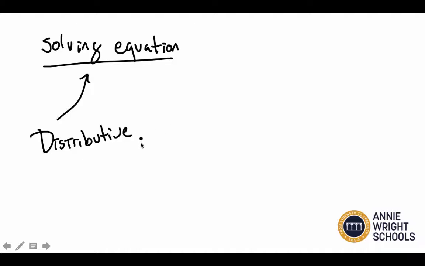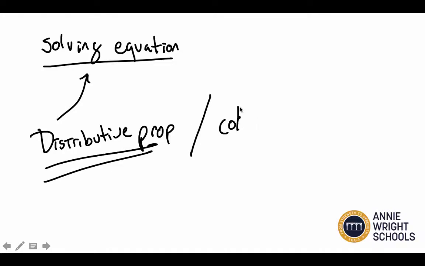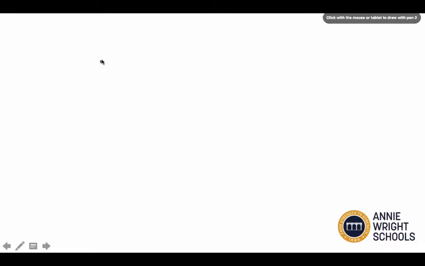I'm sure you've seen it before. I know you know how to work with it, but we just want to refresh ourselves on the distributive property. And the other thing is collecting like terms. Knowing what is going on in an equation will require us to identify like terms, and then how do we collect those terms together.